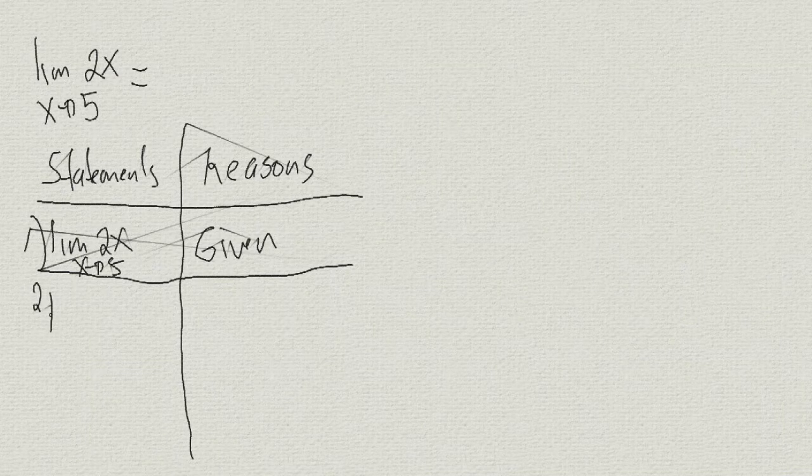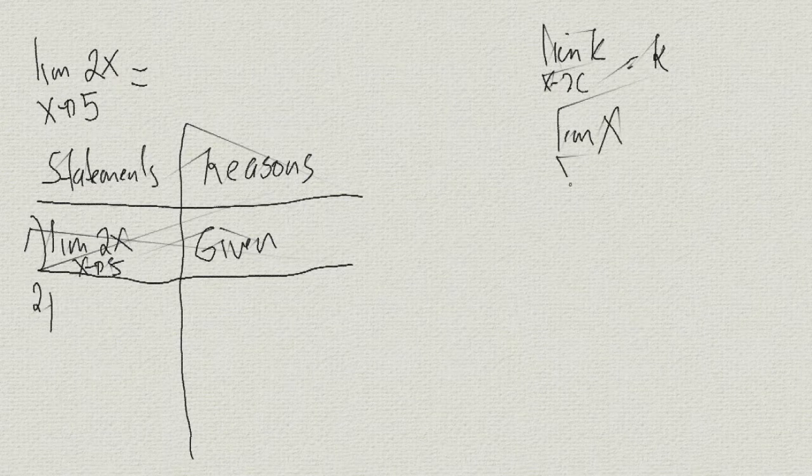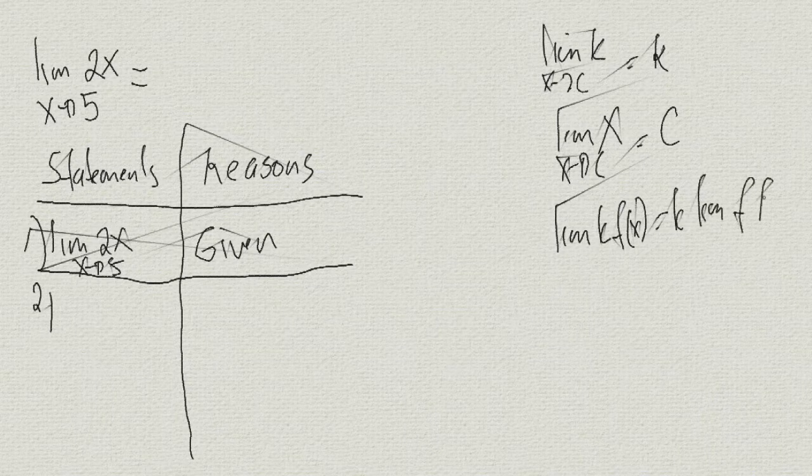So far, tatlo pa lang naman yung pinakita ko sa inyong theorem. Yung una nating pinakita is the limit of a constant as x approaches c is equal to the constant itself. Then sumunod, the limit of x as x approaches c is equal to c. Then yung pangatlo, the constant multiple theorem, the limit of k times f of x is equal to k times the limit of f of x.